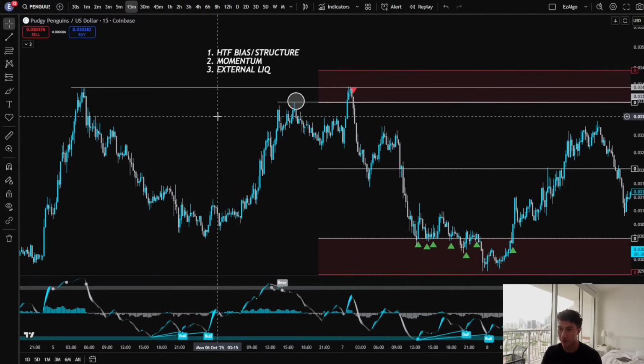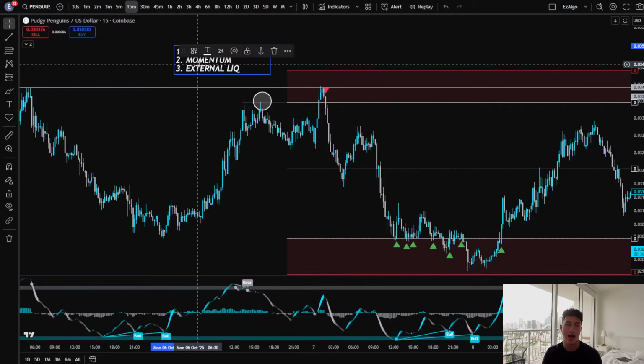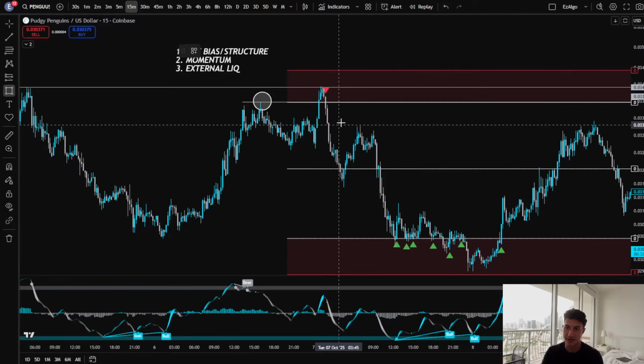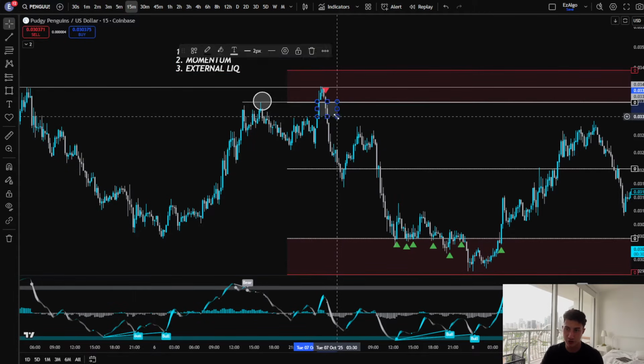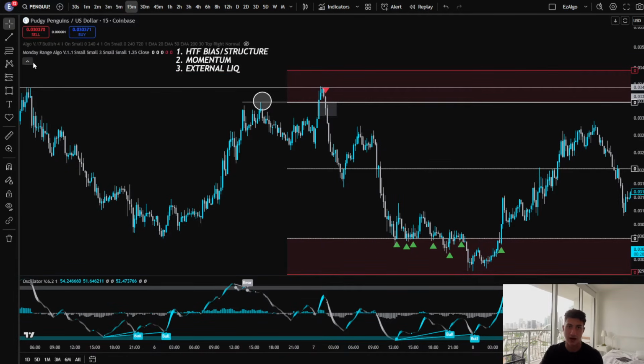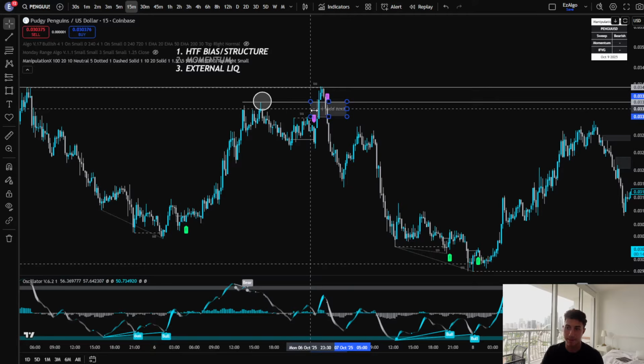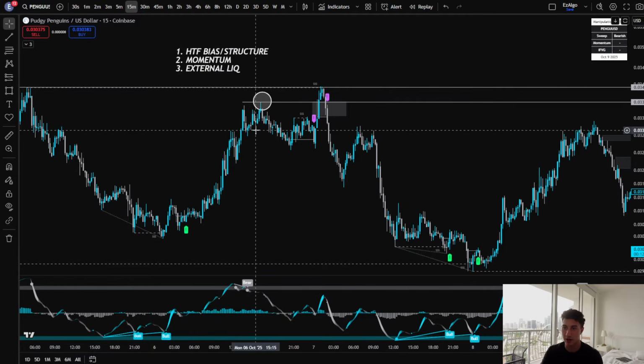There are some other confluences that I can get into as well. I don't want to make this video too long. I don't want to confuse you guys too much, but another reason that this setup was valid was due to this inverse fair value gap. Some of you guys may be familiar with our manipulation X indicator, also inside the EzAlgo indicator bundle. This is combining that strategy with the Monday range sweep, right?